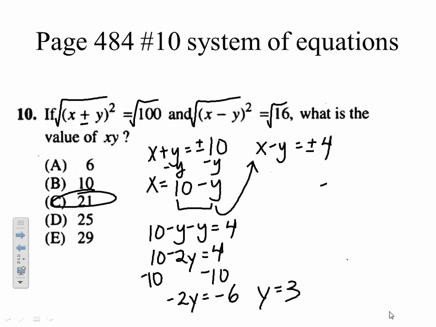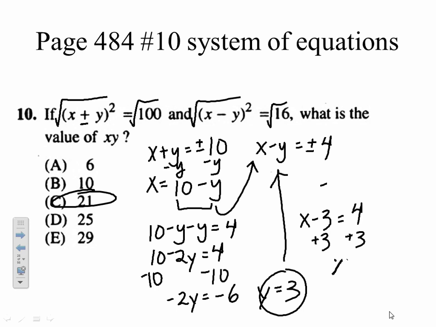And then just as we did in the last way we approached this problem, you would just plug in y equals 3 into either of these two equations. So you'd get x minus positive 3 equals 4. And then just add 3 on each side, and you'll get that x is 7. And then 7 as x times y, which is 3, gives you 21.